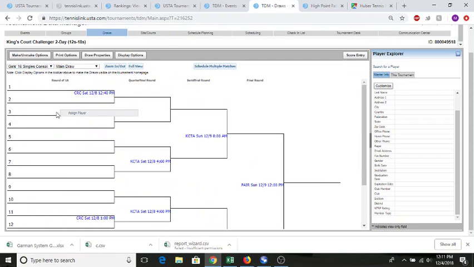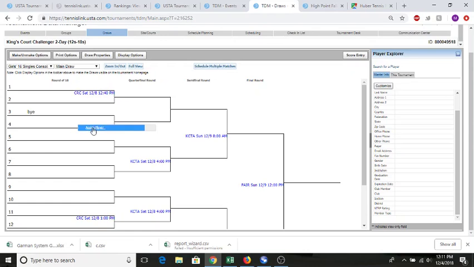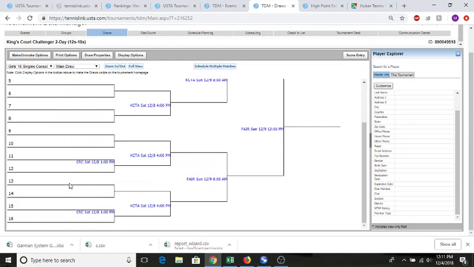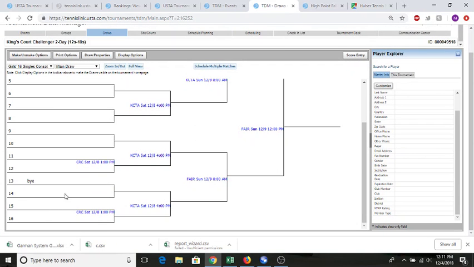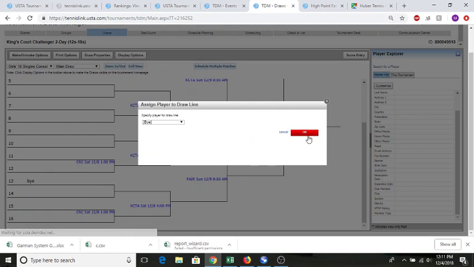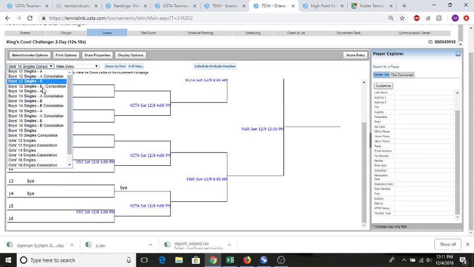So I'll put a bye here where the last 2 players would feed in, the 15th and 16th losers. But again, we only have 12 losers, so nobody can possibly fill in there. And then nobody can fill in here either, because this would be where the 13th and 14th players would fill in. But again, we only have 12 losers. There we go. Girls 16s is good, so let's go to boys 14s.